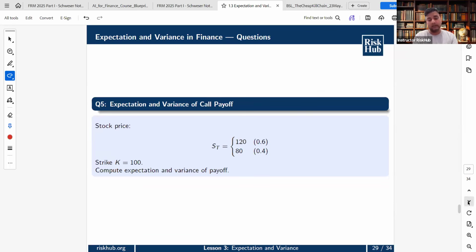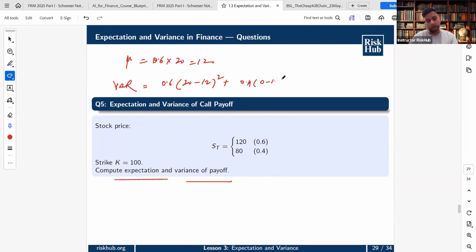Last but not the least, we have another question. Stock price is given, compute the expectation and variance of the payoff. Again, expectation of payoff mu is equal to 0.6 into 20, which is 12. Variance: 0.6 into (20 minus 12) squared, plus 0.4 into (0 minus 12) squared. You solve this, you get 96, right? So this is the answer, right?